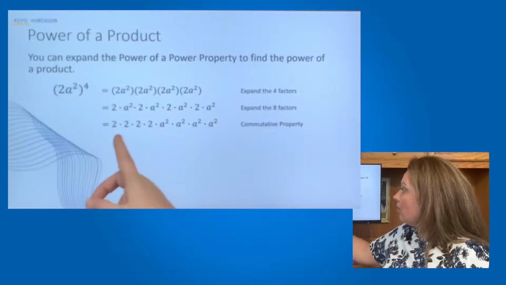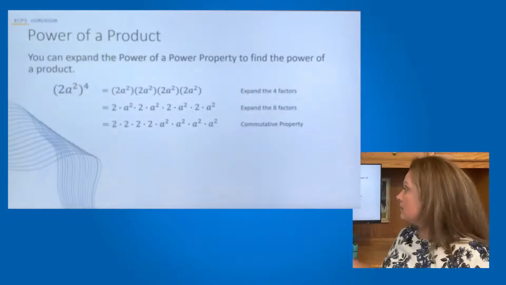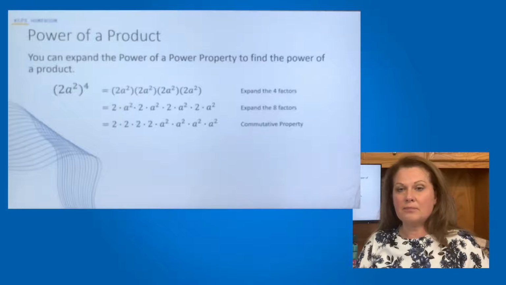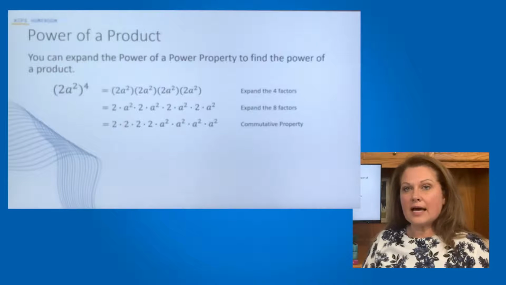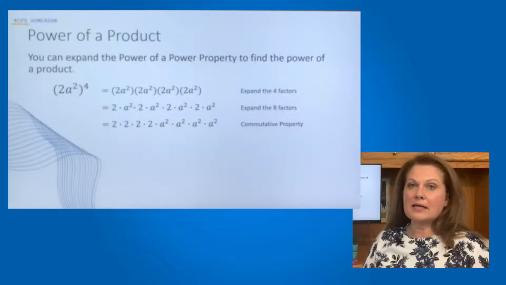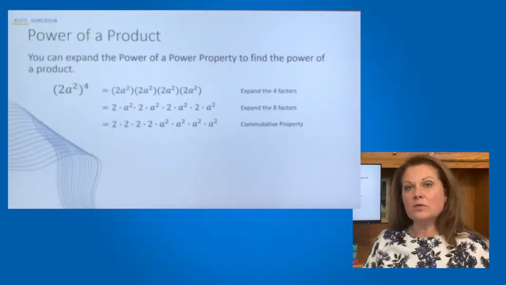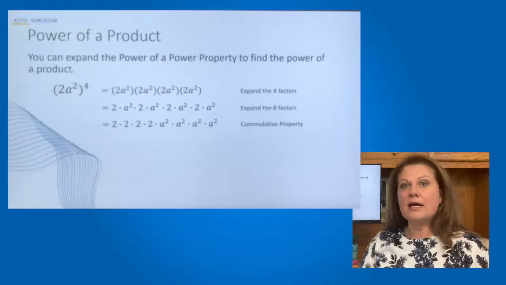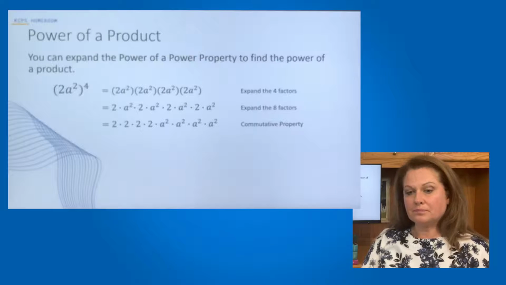So I'm going to move all my coefficients of 2 to the front, and I'm going to move all my variable powers to the back. Now when you notice that, I'm going to rewrite them as a power so I can use my power to a power property to simplify my variable power.